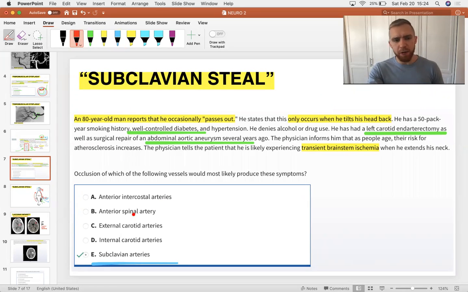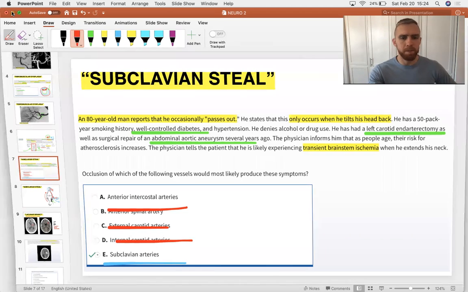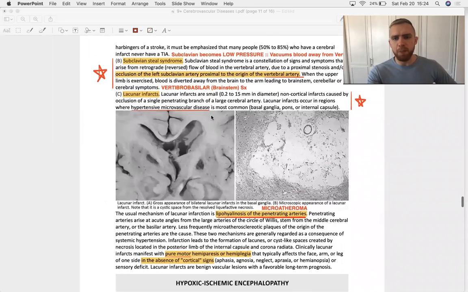And anterior spinal, you know, it's like, no, because that wouldn't take any blood away from the vertebral. External and internal carotid, no, because then that would be a lot worse than that. You'd have a little bit more symptoms going on, I would think. Subclavian arteries, again, you know what subclavian steal is. This fits the profile perfectly. So that's a pretty important topic.